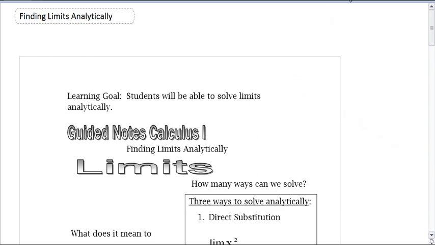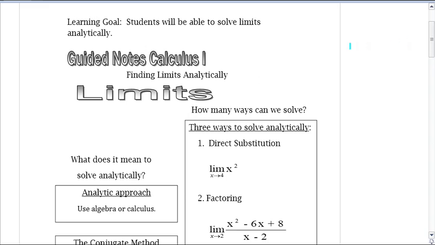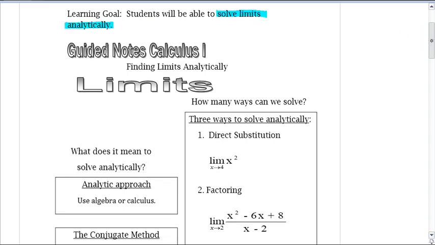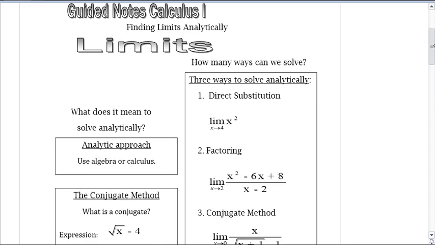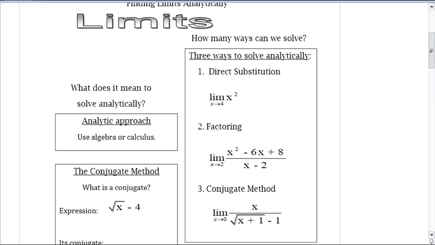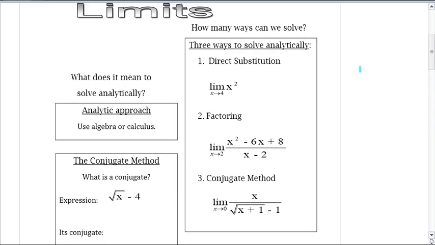Okay, today we're going to take a look at finding limits analytically. So let's go ahead and look at our learning goal. Students will be able to solve limits analytically. Now, I have to say that in my experience, this is my favorite topic, at least for my students. I like the graphical method, but I think they love the algebra component to this. So let's go ahead and start.